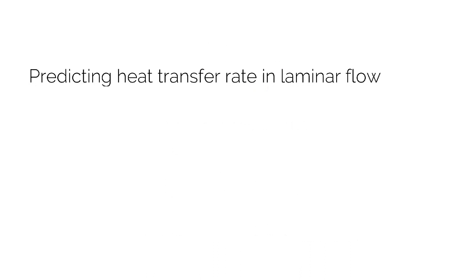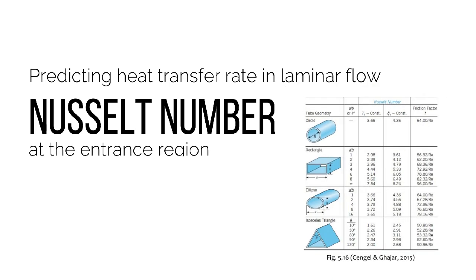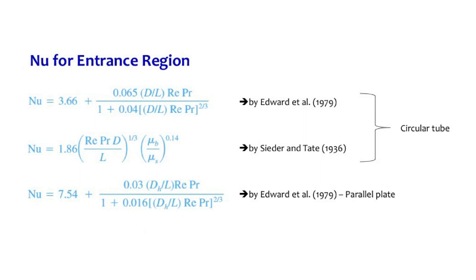So when predicting heat transfer rates in laminar flow, it is important for us to analyze the Nusselt number in the entrance region. And as you can see from this image, there are a few correlations that can be taken into effect. The first two, by Edwards et al. and Sieder and Tate in 1936, are for circular tube laminar flow. And the third one, the Nusselt number, is used for parallel plates.